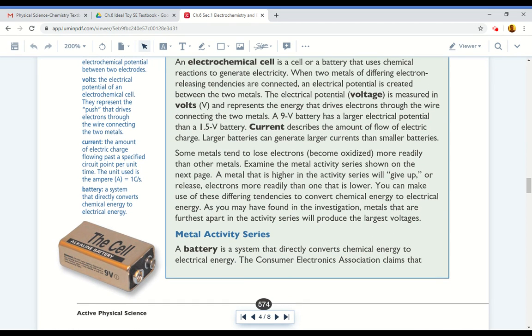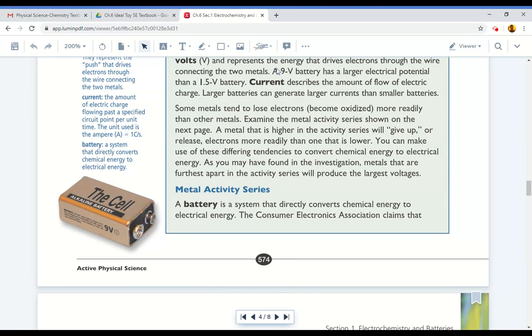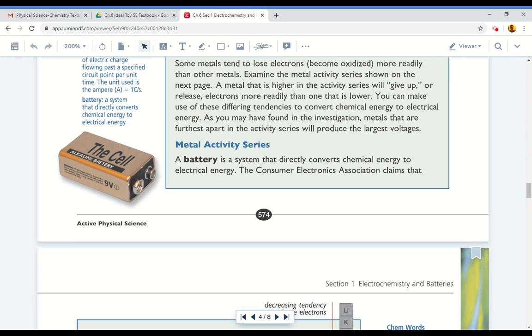When two metals of differing electron-releasing tendencies are connected, an electrical potential is created between the two metals. The electrical potential, or voltage, is measured in volts and represents the energy that drives electrons through the wire connecting the two metals. A 9-volt battery has a larger electrical potential than a 1.5-volt battery. Current describes the amount of flow of electric charge. Larger batteries can generate larger currents than smaller batteries.